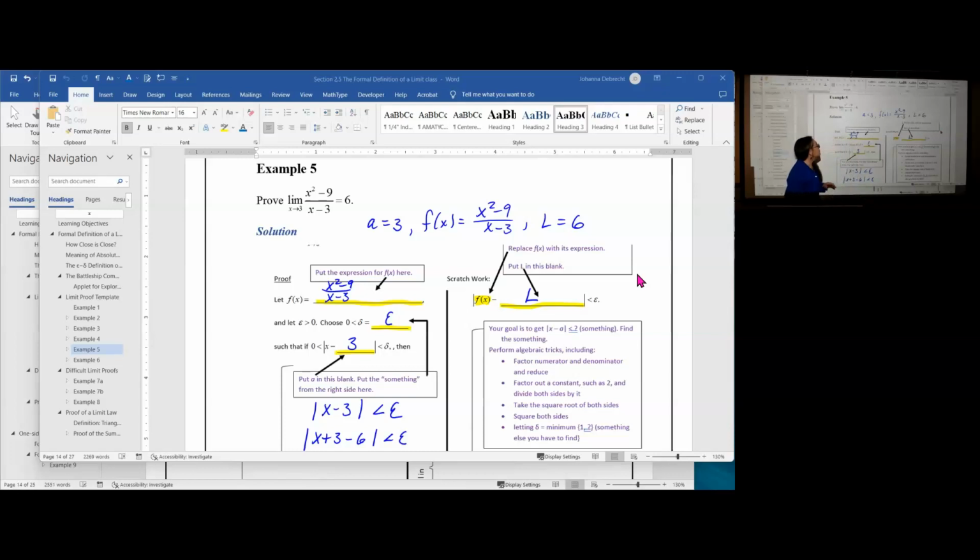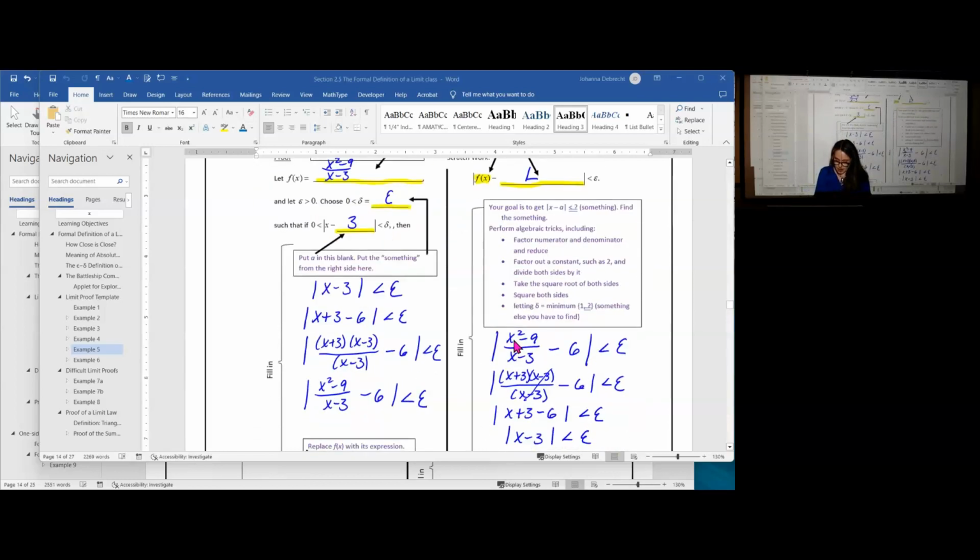Our values for this one are a equals 3. The function is the rational function, x squared minus 9 divided by x minus 3. Our limit value L equals 6. We start by writing the function value minus 6. So we're going to start with x squared minus 9 divided by x minus 3, minus 6.